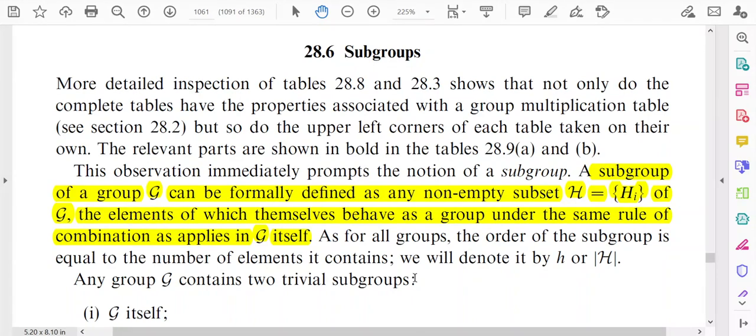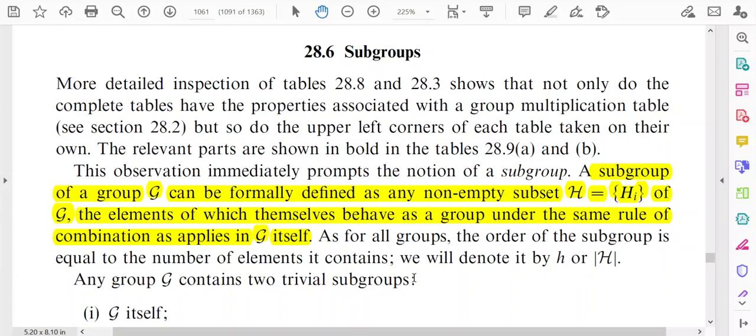Welcome all. In this lecture I am going to discuss the concept of subgroups, and the content of the lecture is from the textbook Mathematical Methods for Physics and Engineering by Riley, Hobson and Bence.